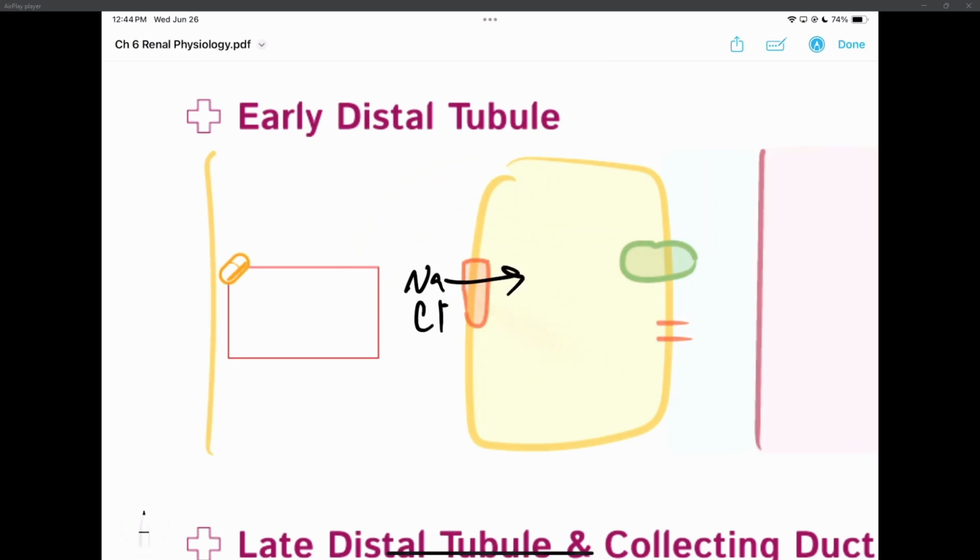Sodium and a chloride transporter. This is in the early distal tubule. Remember the loop of Henle was a triple transporter. In the early distal tubule, it's just a co-transporter with sodium and chloride going together.